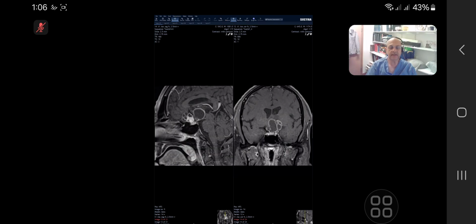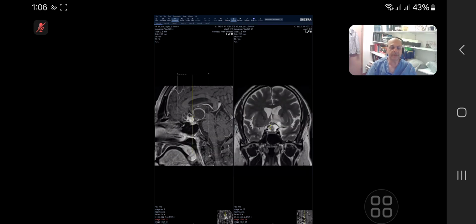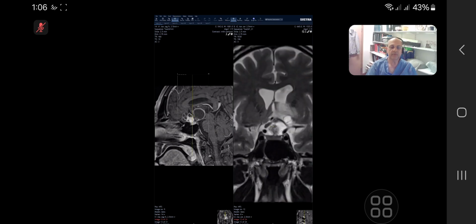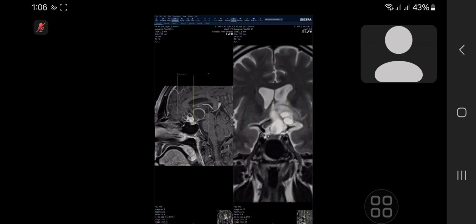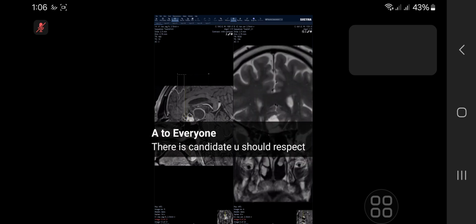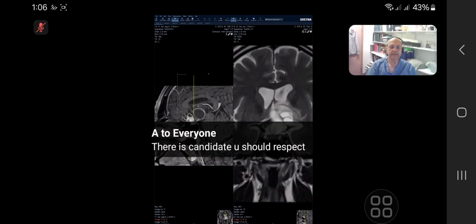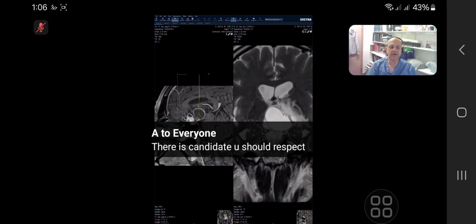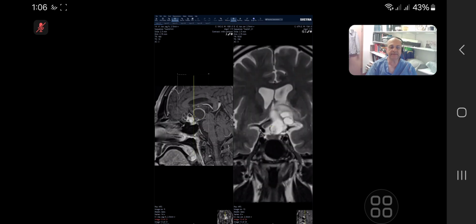And what is the other? How will you separate the optic chiasm with a T2? You will look anteriorly. You follow this, this is your optic tract. The optic tract is being displaced.